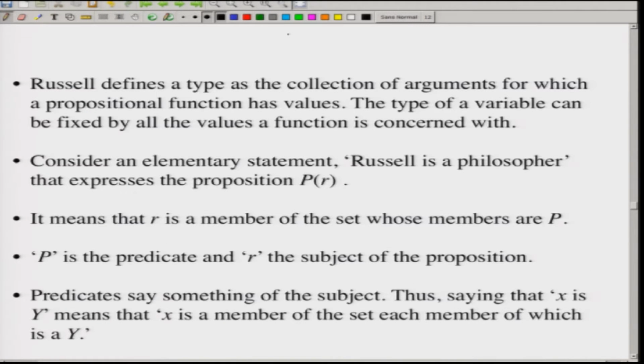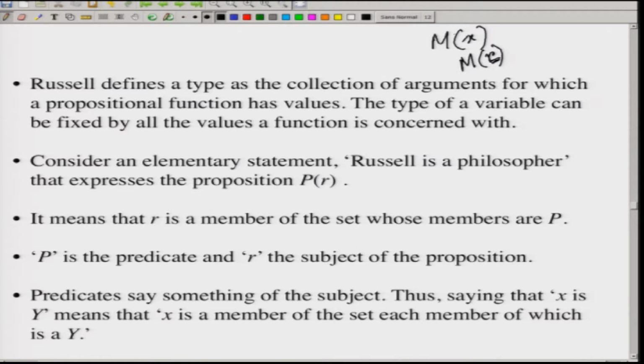Russell defines a type as the collection of arguments for which a propositional function has values. What does it mean? Suppose a propositional function. What is a propositional function? Something like m(x). It is a function because it takes a value and yields a statement. For example, it takes R, meaning Russell, and yields the statement that Russell is a man. Now, all the constants m can take would constitute one type.